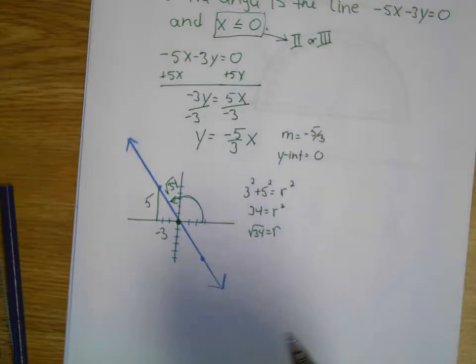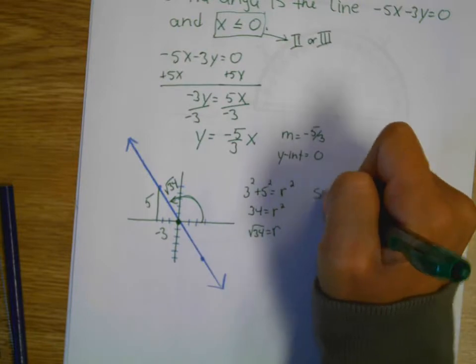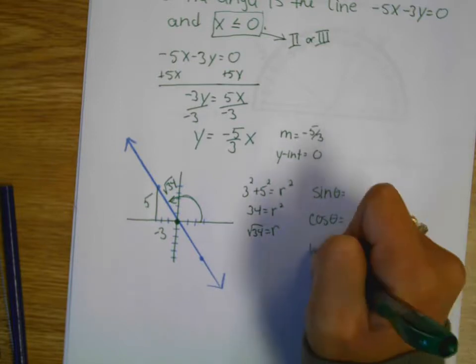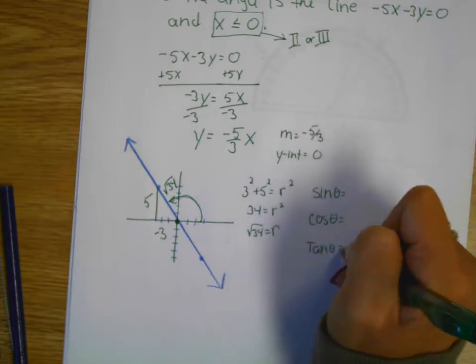And so now we're good to go. Now it's easy like we just got done doing. So sine, cosine, tangent, go ahead, fill those 3 in.